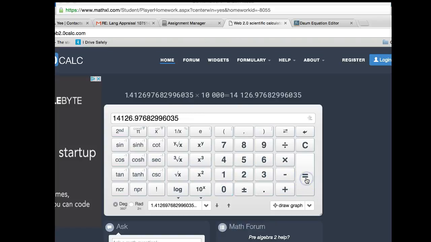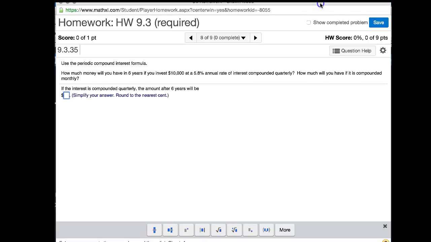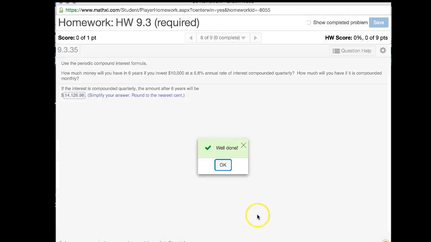And we get a grand total of $14,126.97. Oops, 98. If we typed in 97, then that would be wrong. So let's go ahead, let's type in our answer. Let's see if we got it right. 14,126.98. Now for the great reveal. Got it.